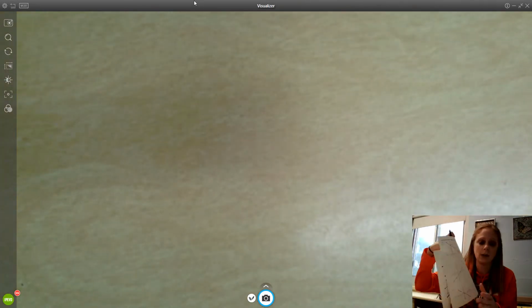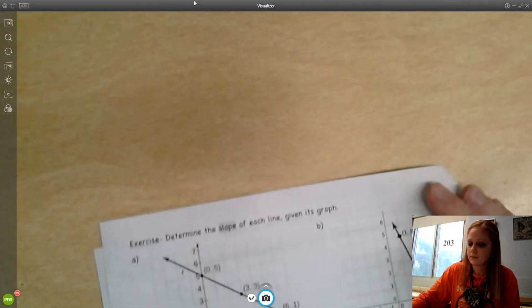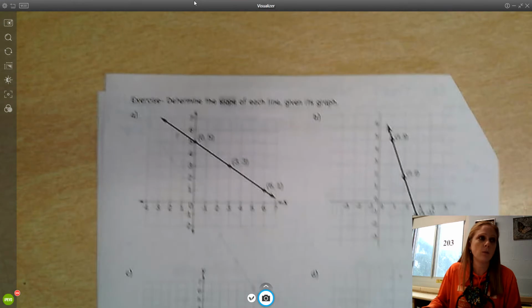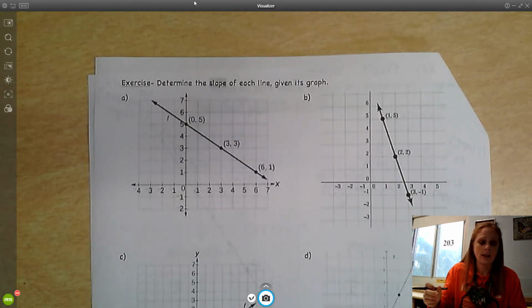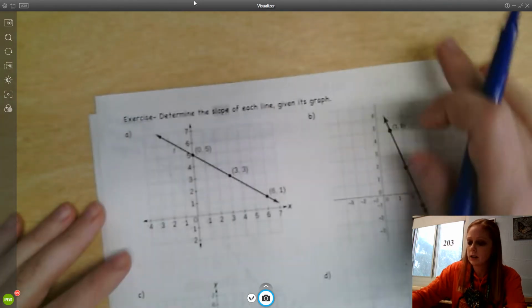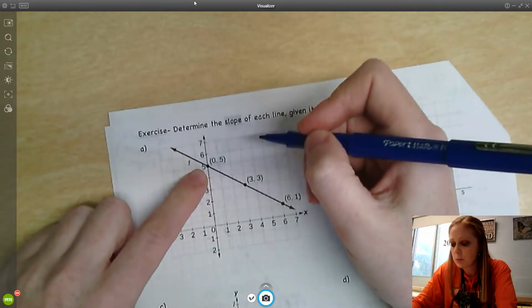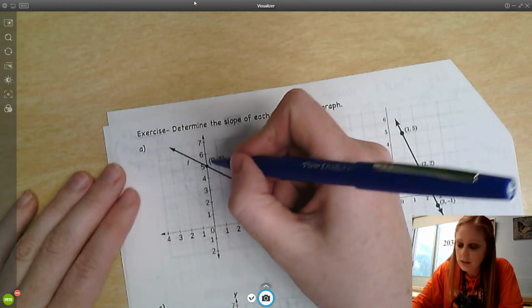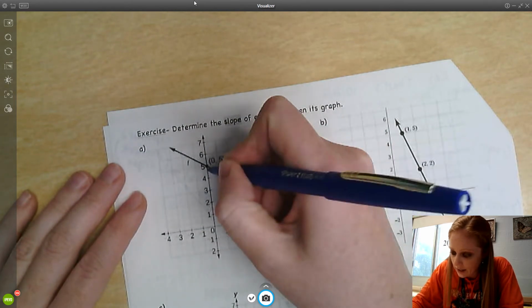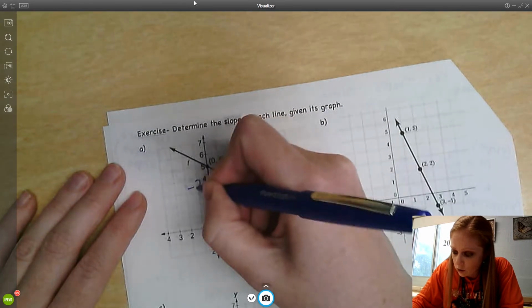Okay, let's try some. Determine the slope of each line by looking at the graph first. Okay, so we're going to make some slope triangles here. I'm going to try to get from this point to this point by making a triangle. First, I need to go up or down. I'm going to have to go down to get to this point. I need to go down 2 boxes.